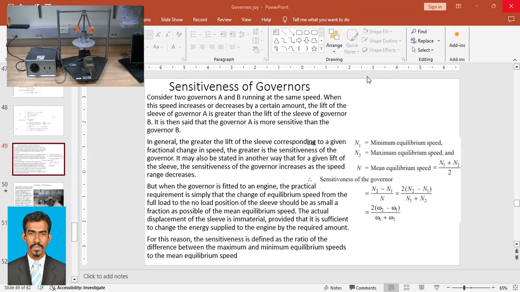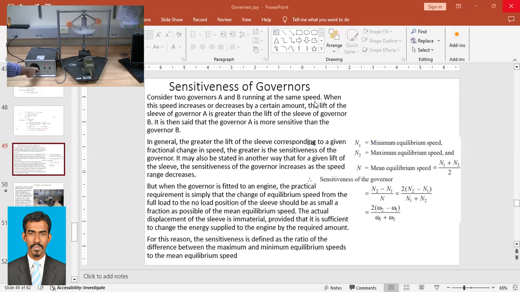Sensitiveness of governors. I hope you have visited my screen, right? Consider two governors, A and B, running at the same speed. They should be the same type of governors. Don't compare governors of Hartnell and Hartung type. It should be of the same type: either two Porter governors, or if it is Hartnell, two Hartnell governors. So consider two governors, A and B, running at the same speed.